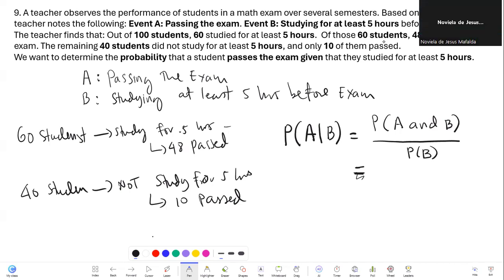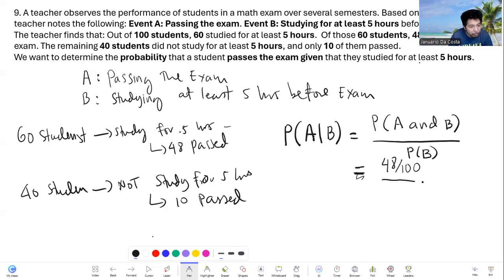10. What? 44, I'm sorry, 48. 48? 48, and for the B, 48 of what? 48 over what? 48 over 100. Yeah, 100. Right, correct. So 48 passed the exam and they studied for 5 hours before the exam. Okay, so that's probability A and B.